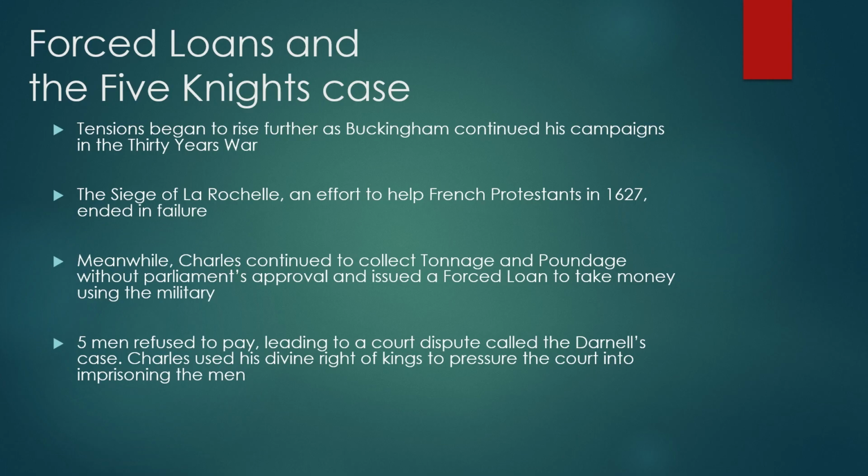The forced loan created huge resentment throughout the country. MPs began to worry that the king was ignoring law and order in England, and was therefore turning into something more of a tyrannical ruler. This escalated later in 1627 when a group of five gentlemen, who became known as the Five Knights, challenged the king's right to imprison them. This is also called Darnell's case, as the lead man, Darnell, led the disputes in court. Charles used his divine right of kings to pressure the court into imprisoning the men. This seemed to suggest the king indeed was denying the rule of law and laying a foundation for tyranny that they had feared.